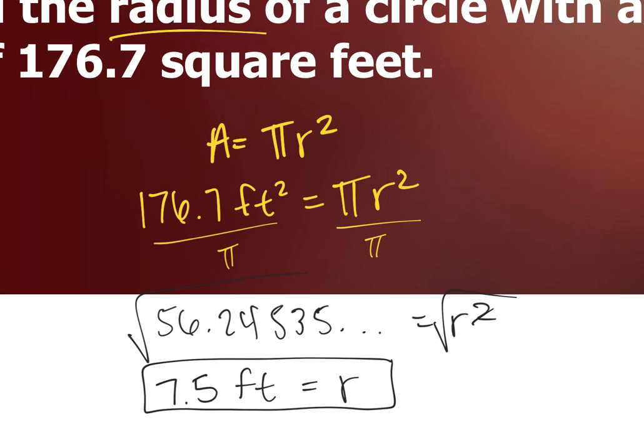Yes. How did you get 56.2? Okay, so in your calculator, you should put in 176.7 and then divide it by pi, okay? But make sure you use the pi button.